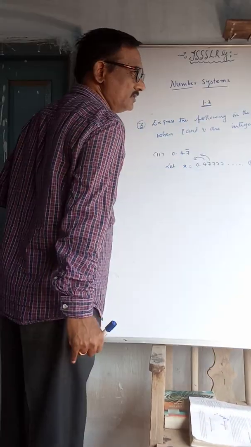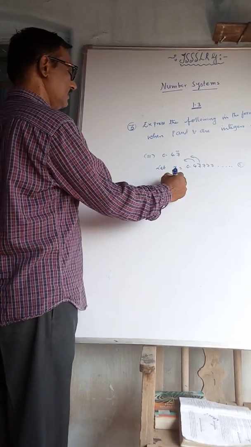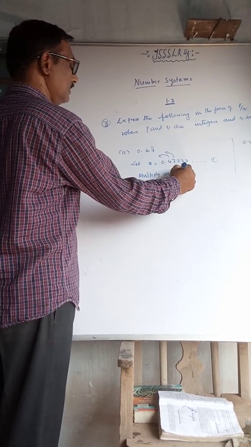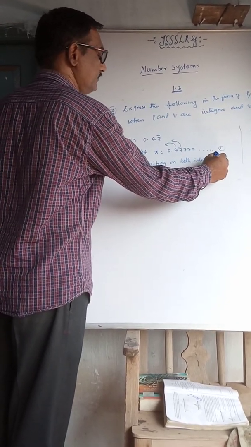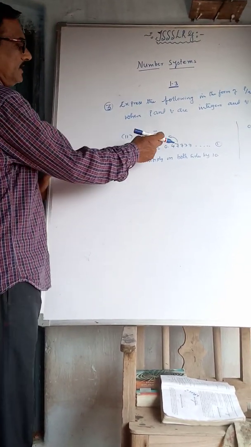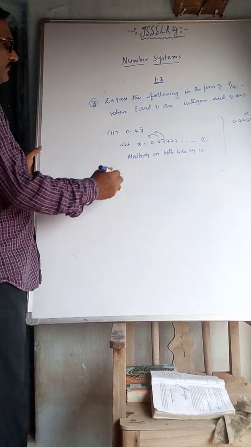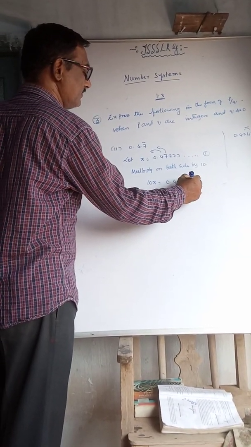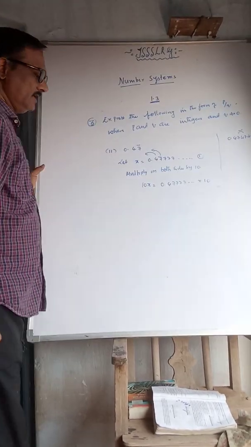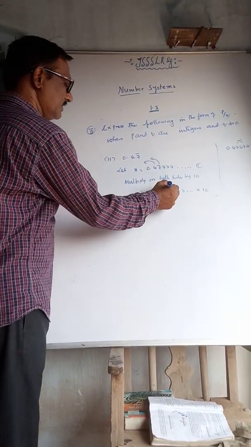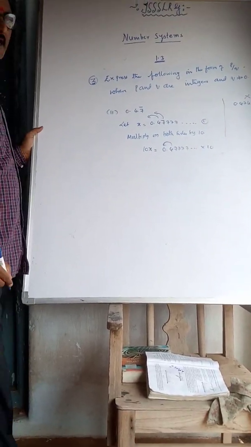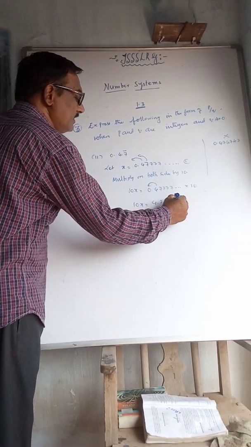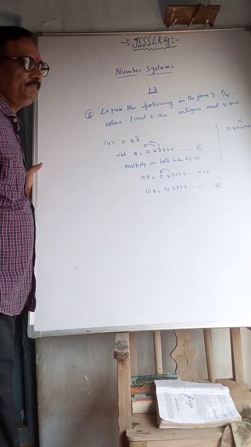Now let us multiply. To take out this 4 on this side, we multiply on both sides by 10. First we go for 10, because we are carrying only one number from that side. So 10x is equal to 0.4777 multiplied by 10. When we multiply it with 10, only one number comes to this side. It becomes 10x is equal to 4.777. It is equation 2.